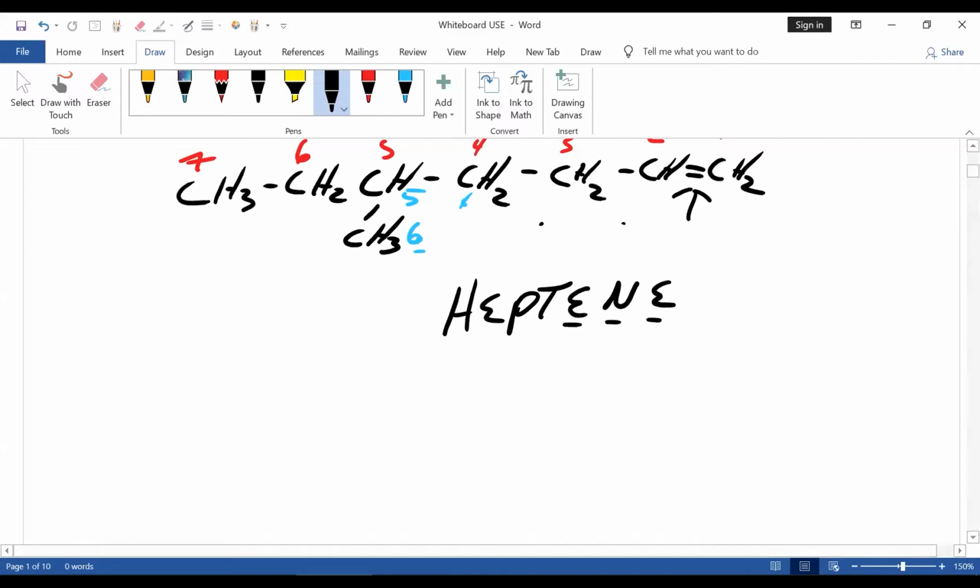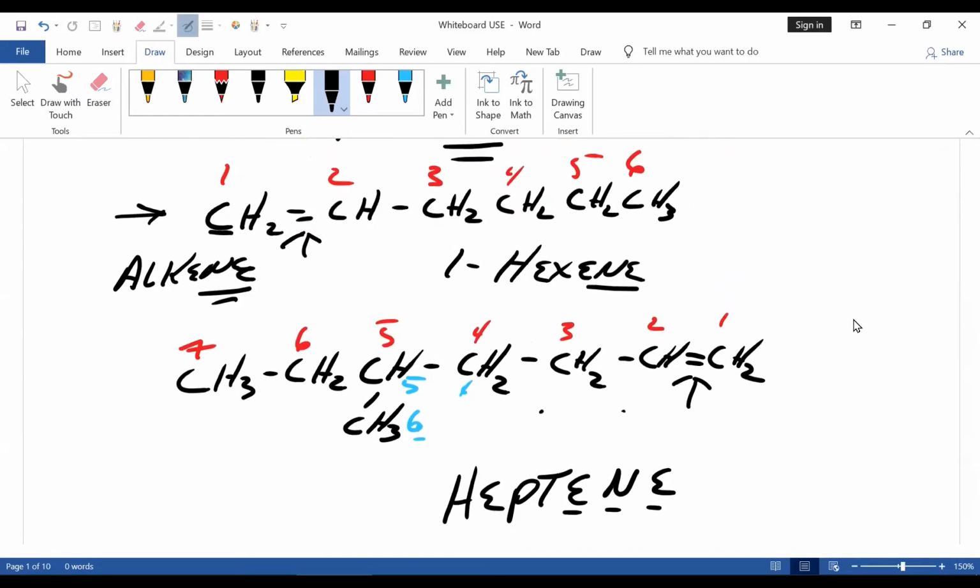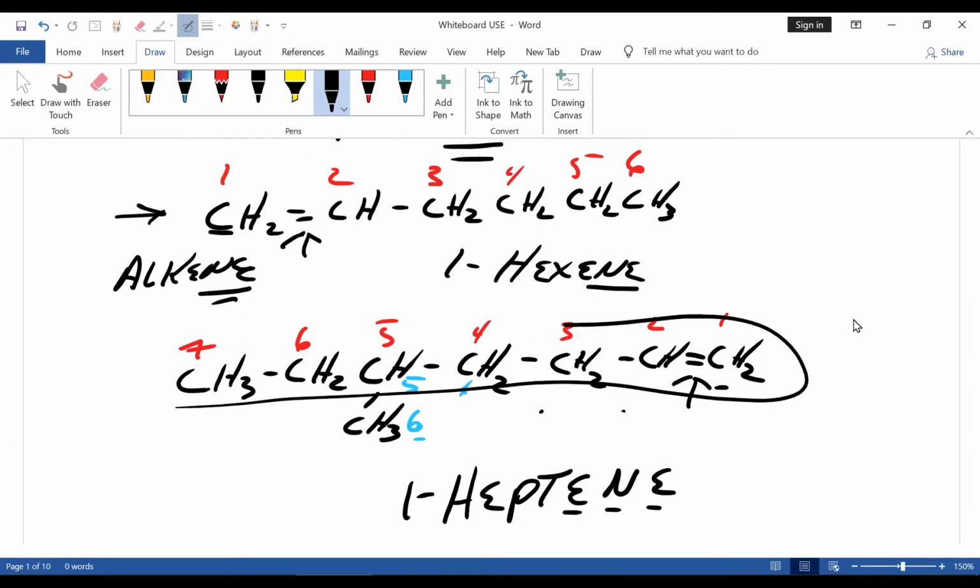Now, if I number it the way I have it up here, you'll see the carbon closest to the end, with the lowest number, would be 1. And the question is, am I done? And the answer is no. Because when I say 1-heptene, that's spoken for. And look what's left over. It's your old friend, the methyl group.